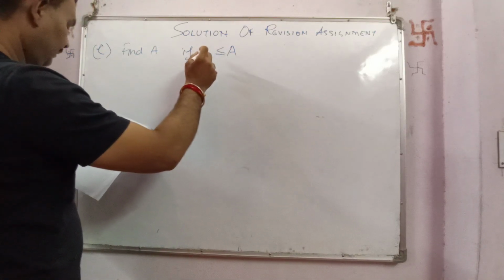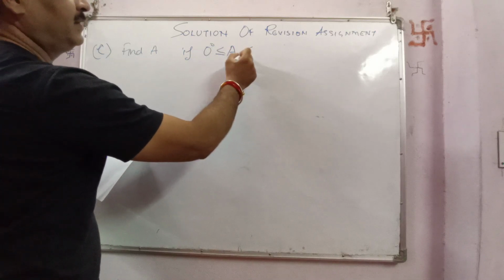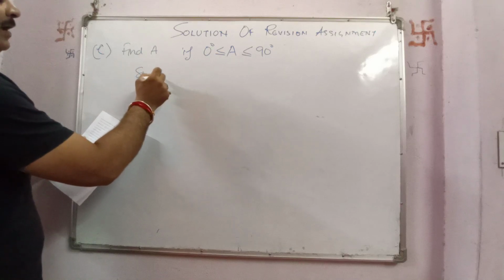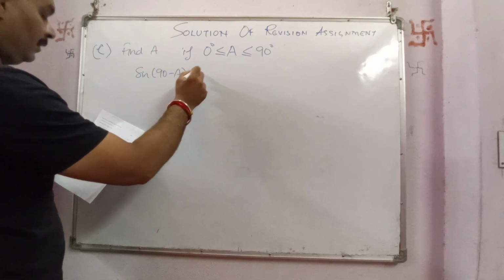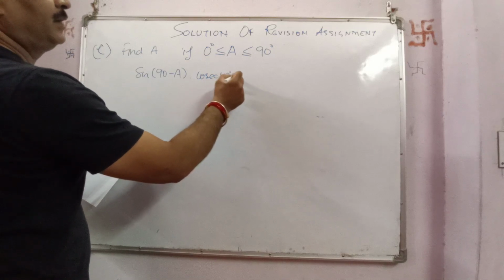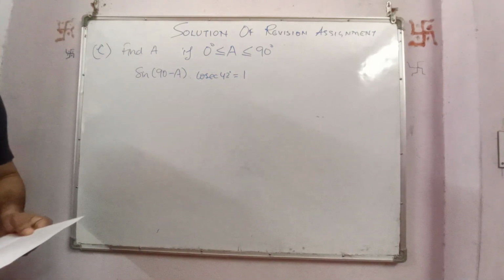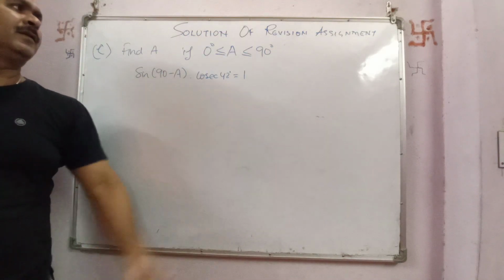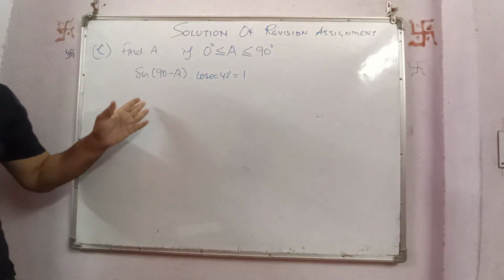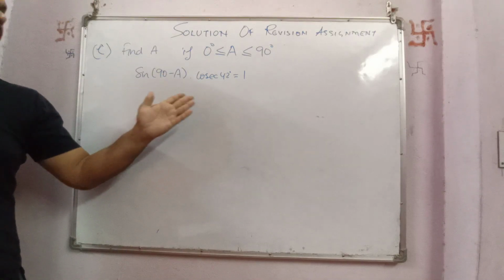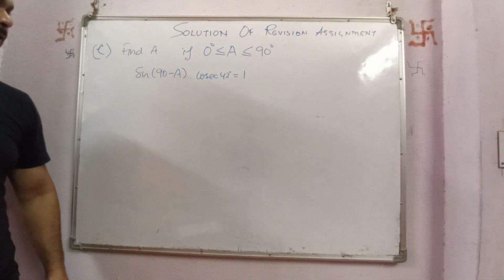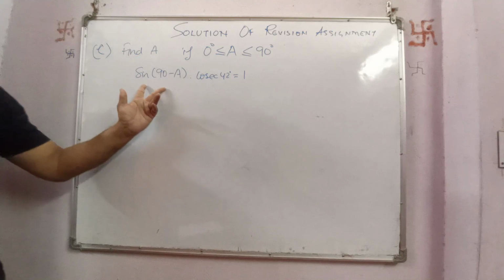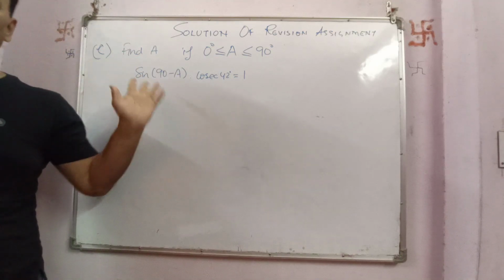Again, find A if A is greater than or equal to 0 degree but less than or equal to 90 degree, and it is given that sine of 90 minus A times cosec 42 is equal to 1. Again, A lies between 0 to 90, that means we will take the trigonometric ratios as positive values, we will take nothing else.